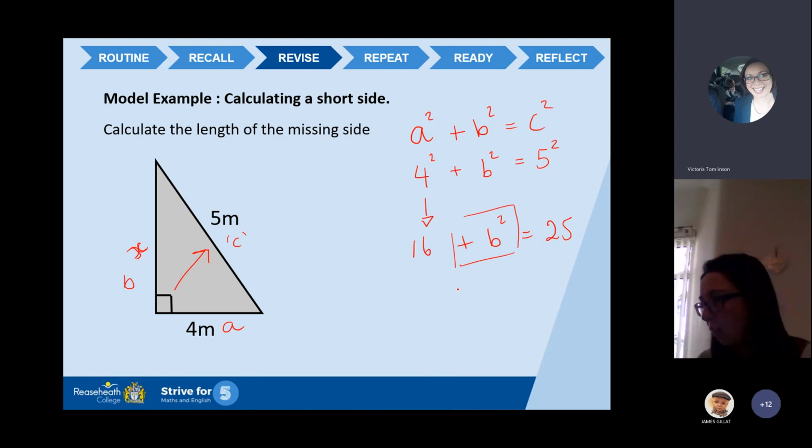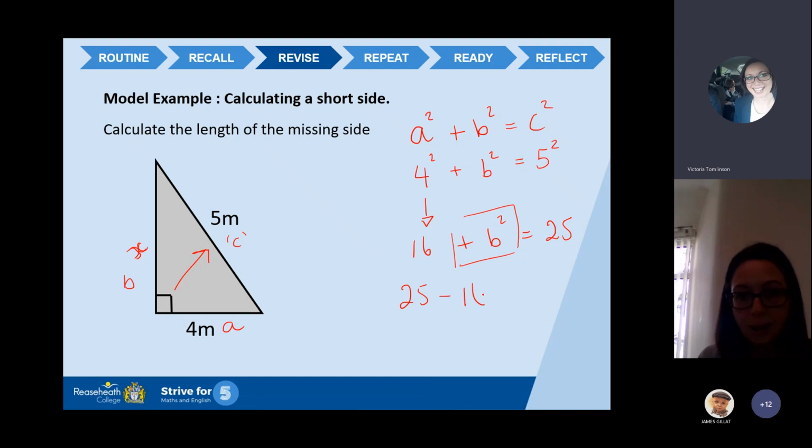Whereas before we added the two numbers to get the final one, we just do a takeaway. So we're going to do 25 take away 16 gives us 9. Thank you, Nicole. So B is equal to 9.